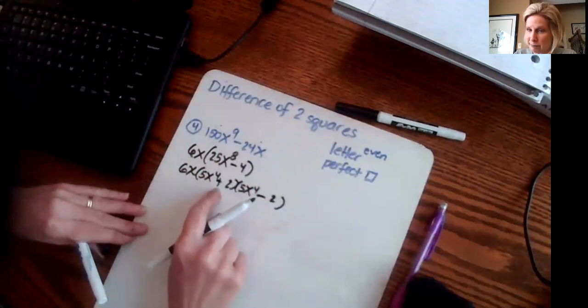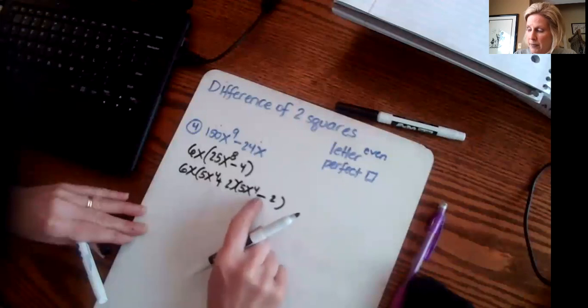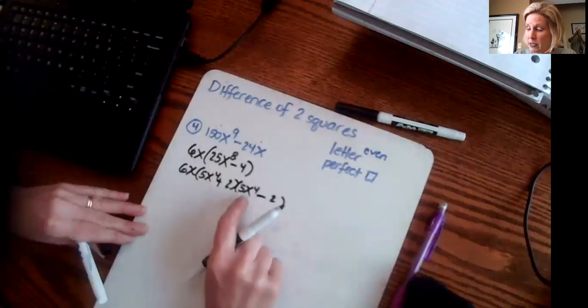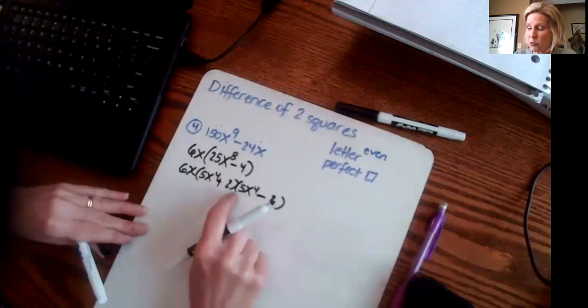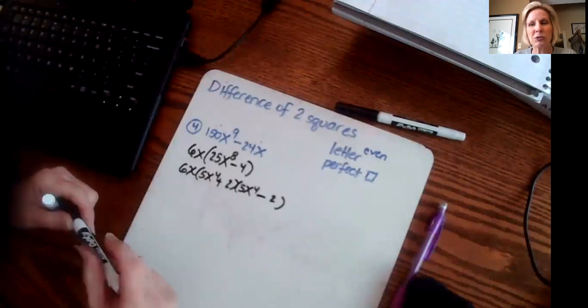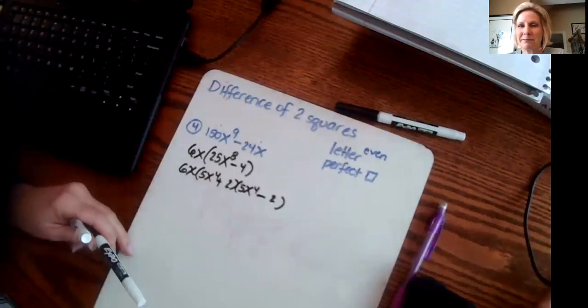That's a sum. It's not going to go again, period. That's a difference. It will go again if these are perfect squares, but 2 and 5, they're not perfect squares. So you're done. One more.